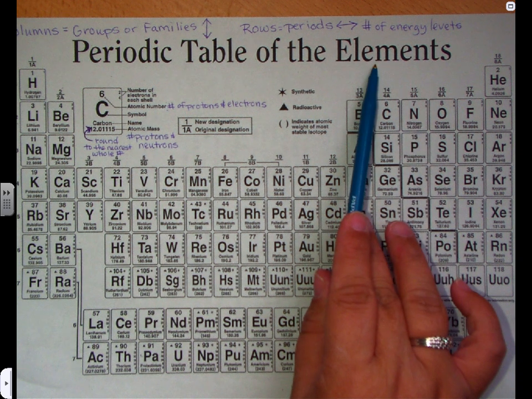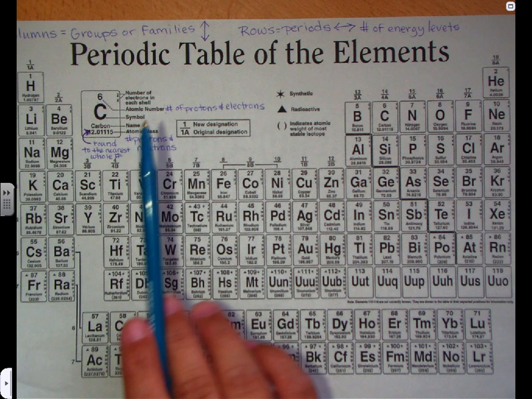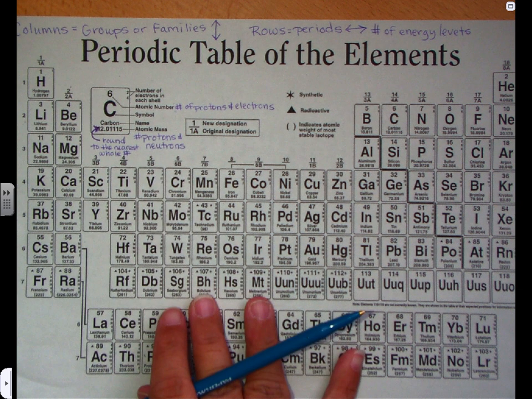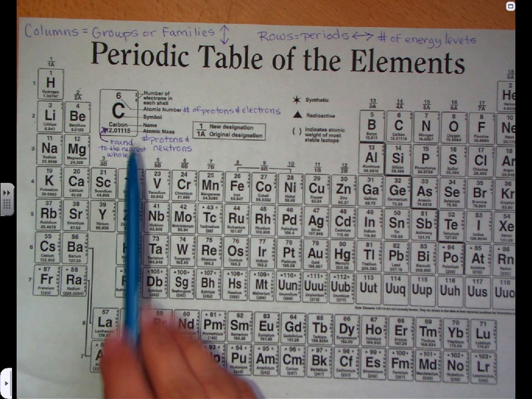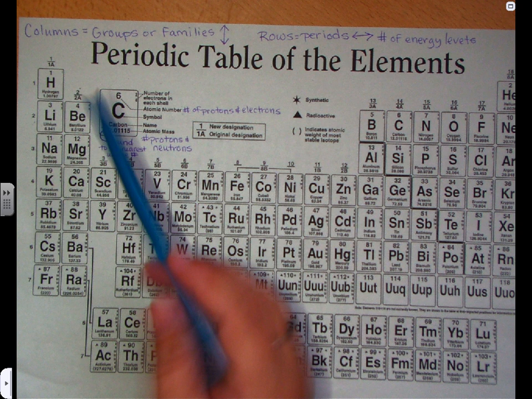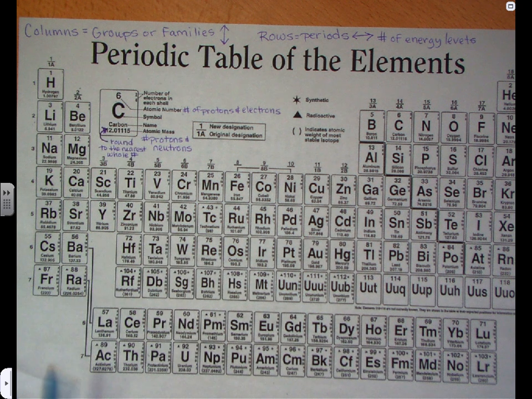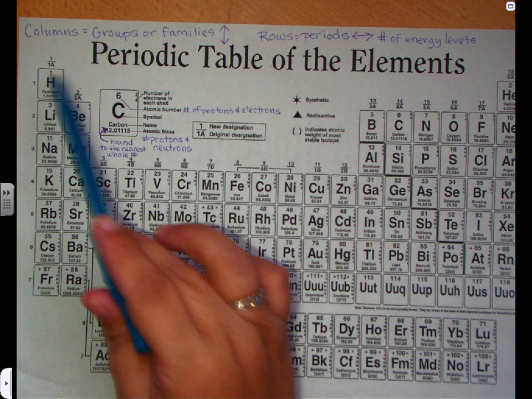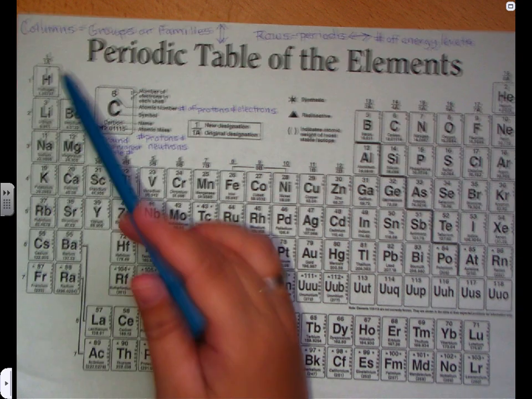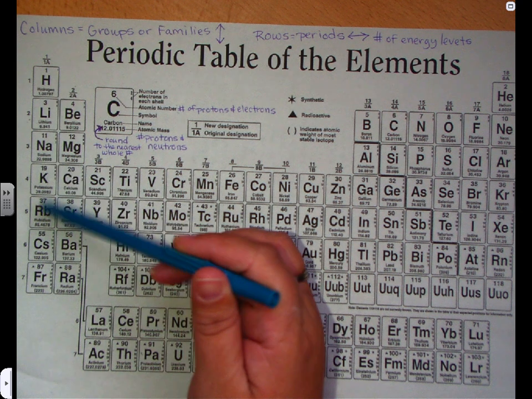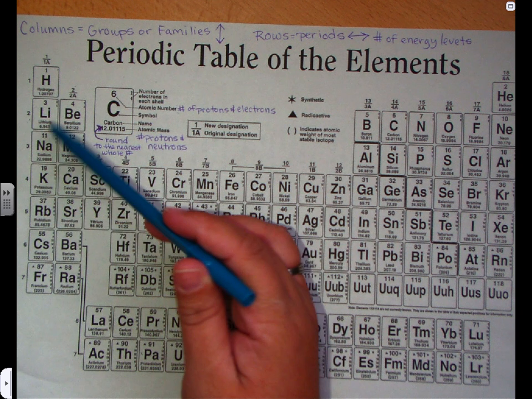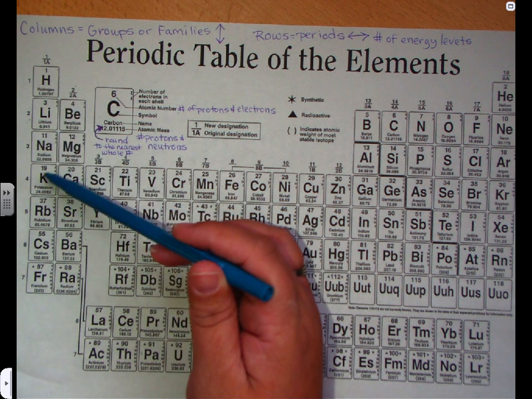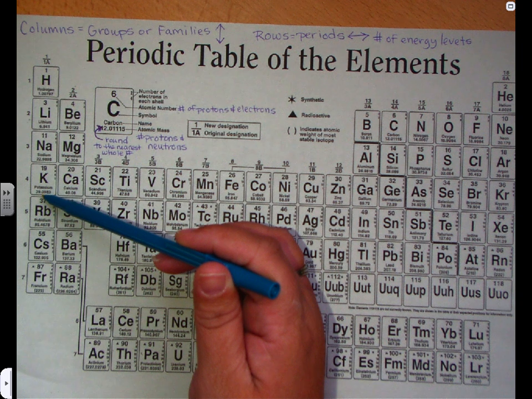But all of this information is actually organized in a way that helps group similar properties together. If we look at the first column, any column is called a group or a family. What that means is that all of the elements in this column that I'm pointing to have similar properties. So that's what we call a group or a family. So columns are groups or families.